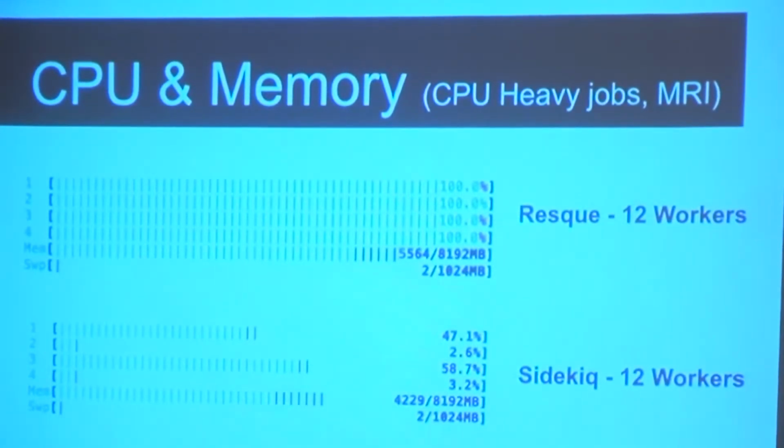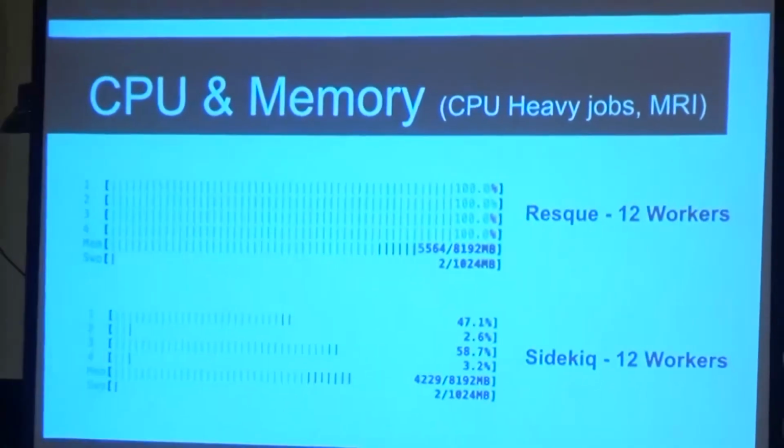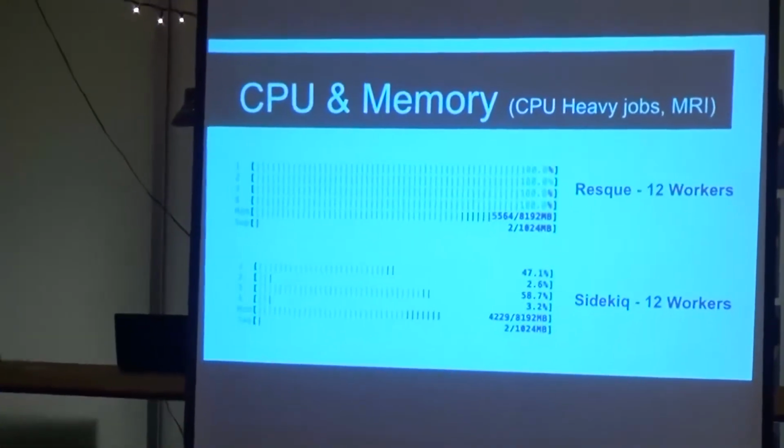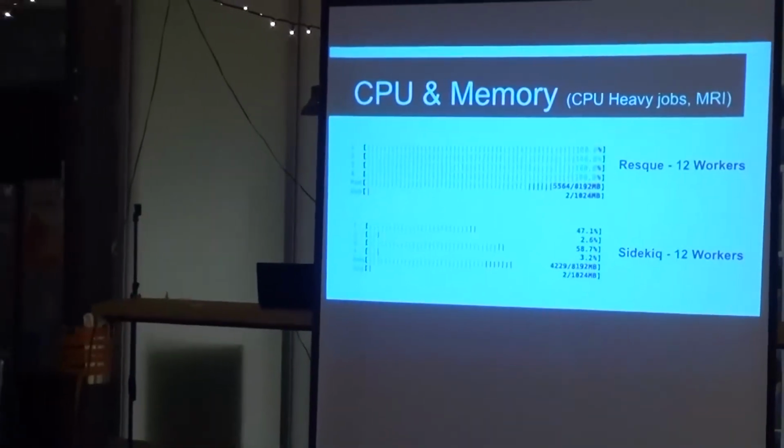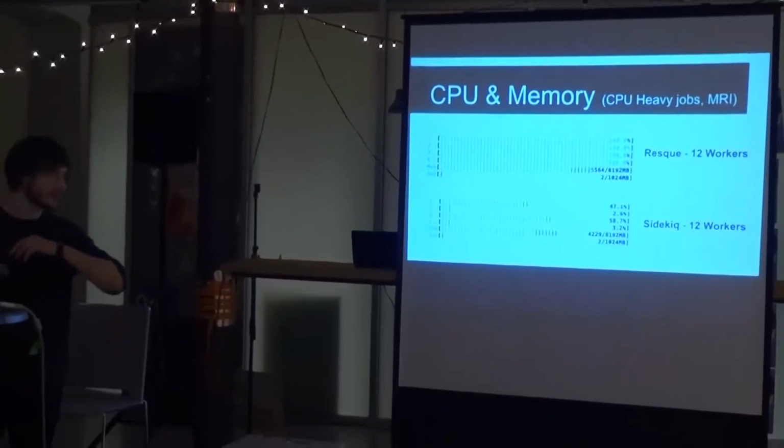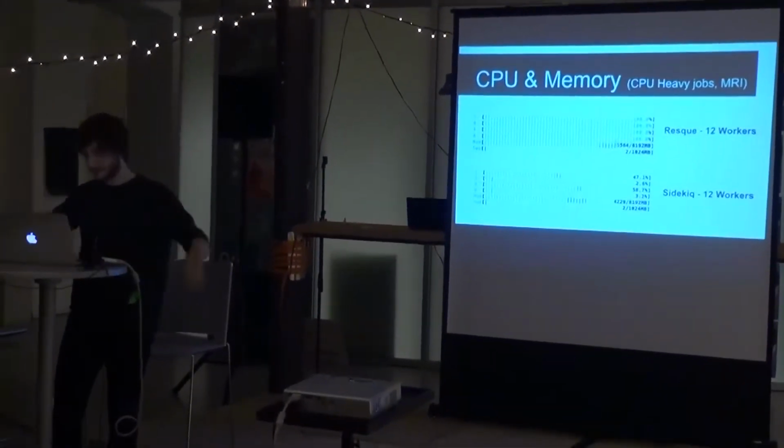We can see that Resque can utilize all CPU cores, all 4 cores, while Sidekiq cannot, because it has a global interpreter lock, as I said earlier. So while Resque can work hard and utilize every available CPU core, Sidekiq is just wasting CPU cycles while context switching between so-called threads.